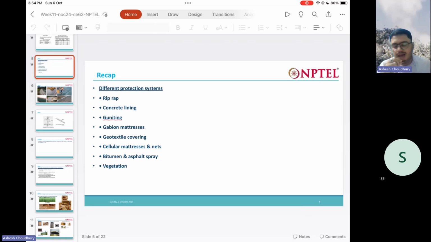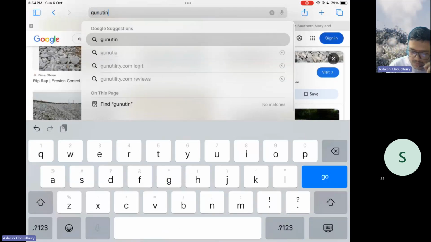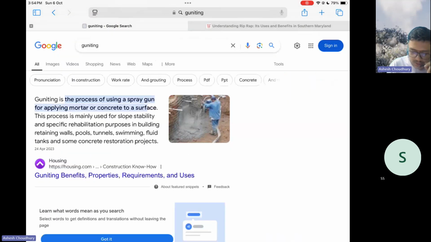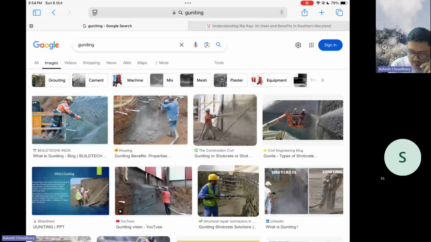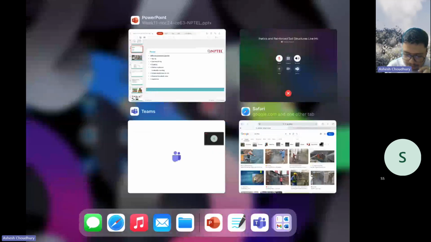Then you have gunneting. Gunneting is nothing but shotcreting, that is, spraying of concrete. Let us see if we can get some image. Yes, they said shotcreting, right? So you can see this is gunneting, the spraying of concrete. You can spray concrete on the slopes, wherever we want to prevent the loss of soil.